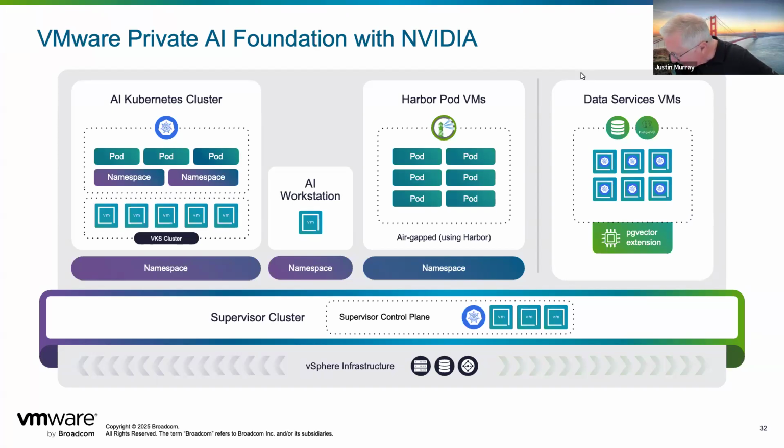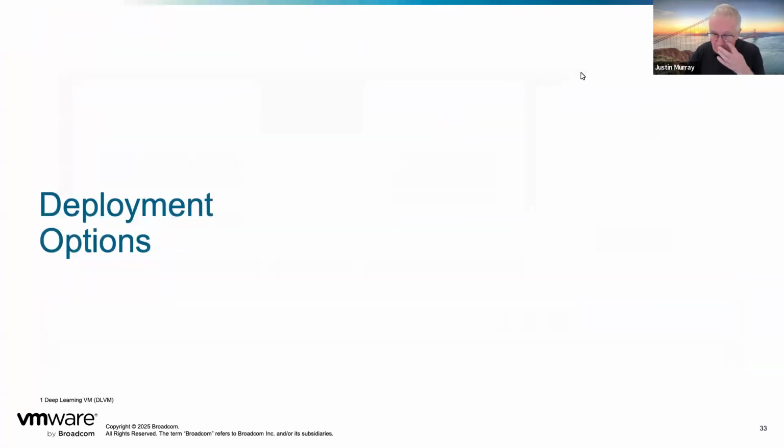Teddy asked, the VI workload domain has its own NSX edges separate from the ones that are in the management domain. Yes, there are edge nodes in the workload domain that are separate. You're right. Okay, let's get into it now.